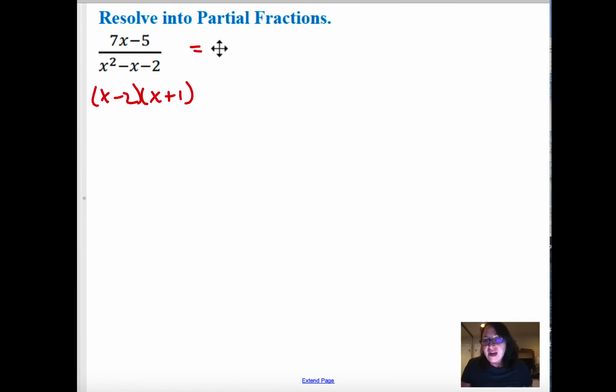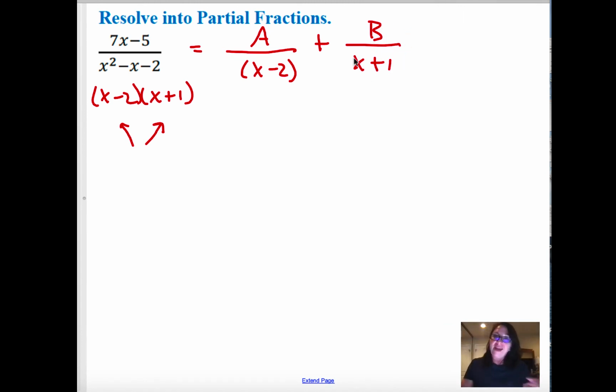Once we've factored, you see how you have 2 values down here? That means it's a system of 2 equations. You're going to have 2 unknowns and 2 equations. So we're going to have A, the first unknown, over x minus 2, plus B over my x plus 1. Because what's happened is that I've added 2 fractions with those denominators. I don't know what the numerators were, but those would be my denominators.